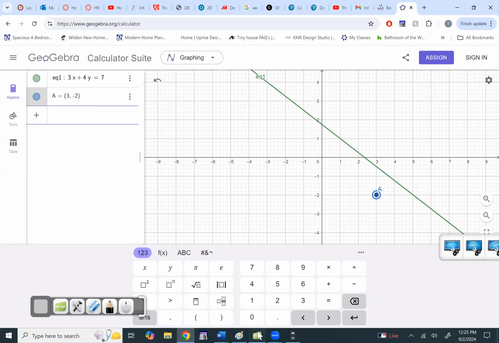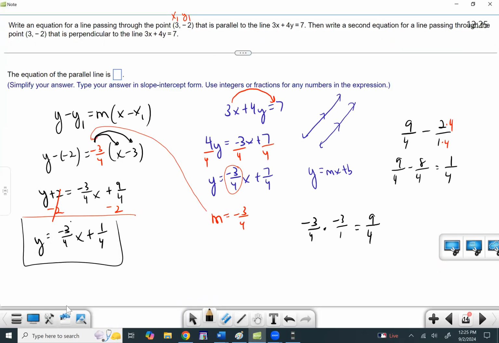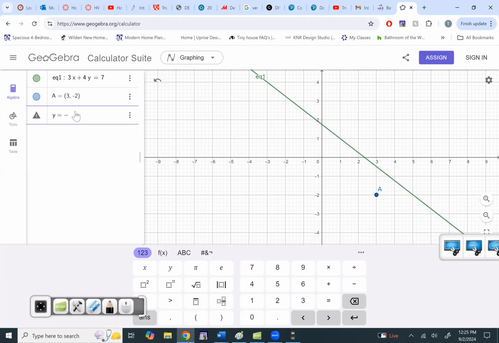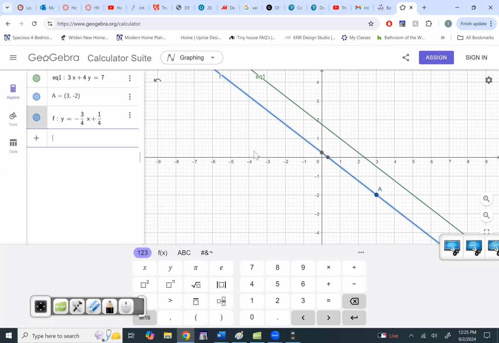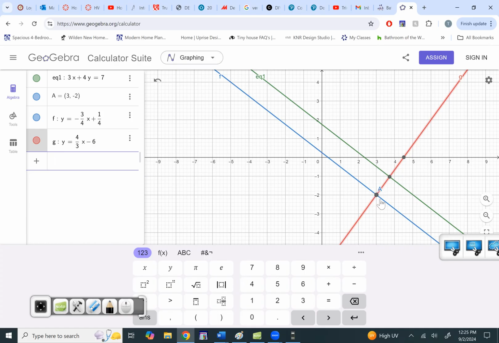The very first line we found was supposed to be parallel, so -3/4 and plus 1/4. Let me type that in. That looks great. It passed through the point and it's definitely parallel. Now the second line that we got, with 4/3 for the slope, is perfect too. Remember, perpendicular means it makes a right angle, 90 degrees. It doesn't get any better than that. And it also went through the point.